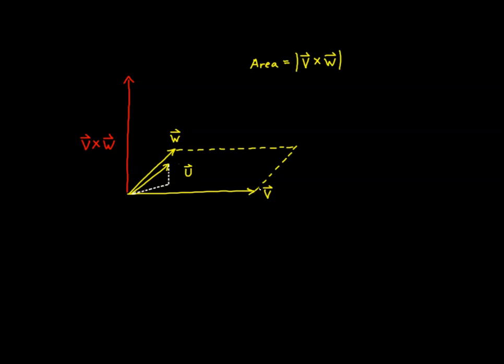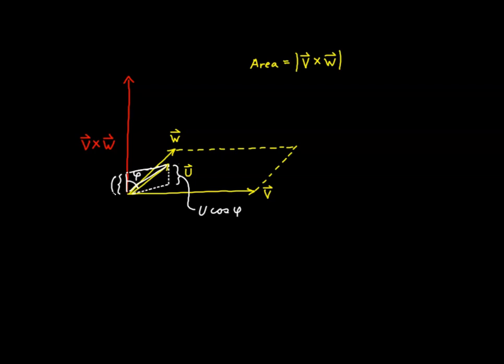Now, if the angle between u and our cross product is phi, then the length of this segment is going to be u cosine of phi. You get a sense of that by completing this little door shape here. Then this side over here would be the adjacent side of this triangle relative to phi. So this side divided by the hypotenuse would be the cosine of phi.